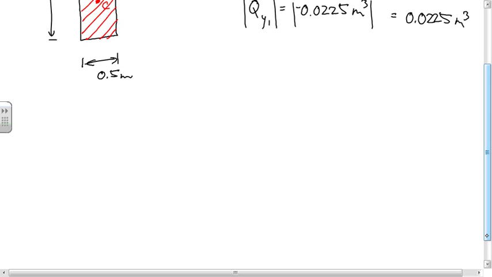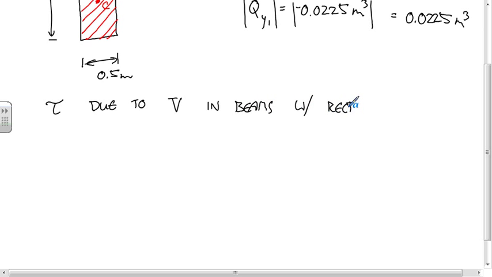Okay, so now we're going to go on to the first cross section we can deal with. So this is shear stress due to a shear force in beams with rectangular cross section. And also remember, we need H to be bigger than B.